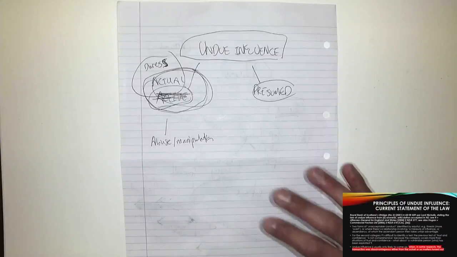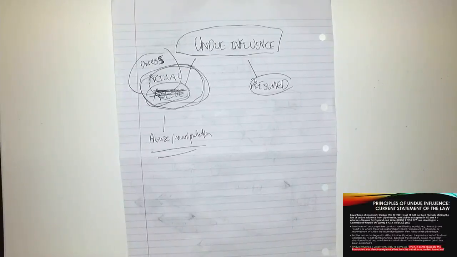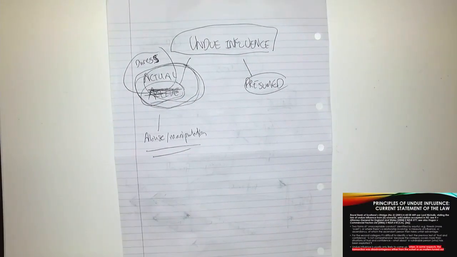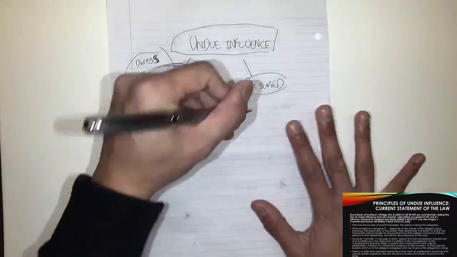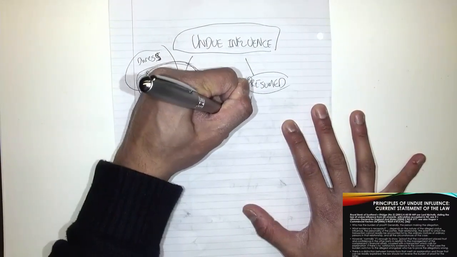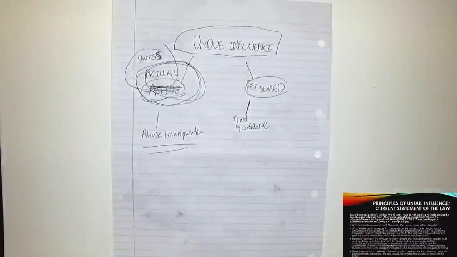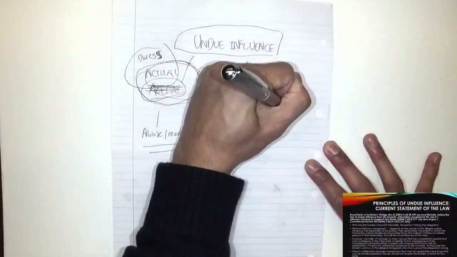And we'll see what some examples of this are, but really a lot of our time we'll be focusing on the presumed undue influence. Okay? And really, the presumption of undue influence requires you to have a relationship of trust and confidence. And a transaction that requires an explanation.